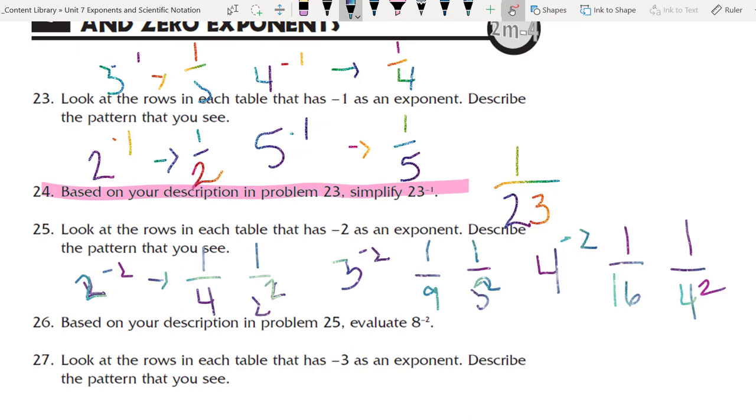So based on this, what we've just looked at in those patterns in number 25, what would happen if we had 8 to the -2nd? Couple of options that you could have here. You could have 1 over 64, or you could have 1 over 8 to the second. Both of those are the same. We could accept both of those.